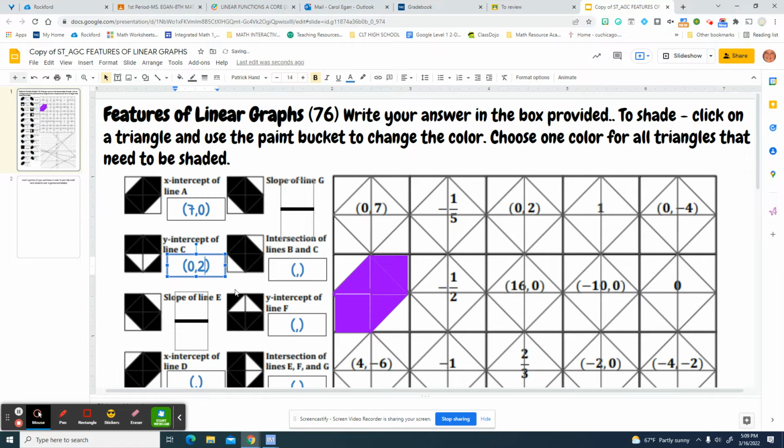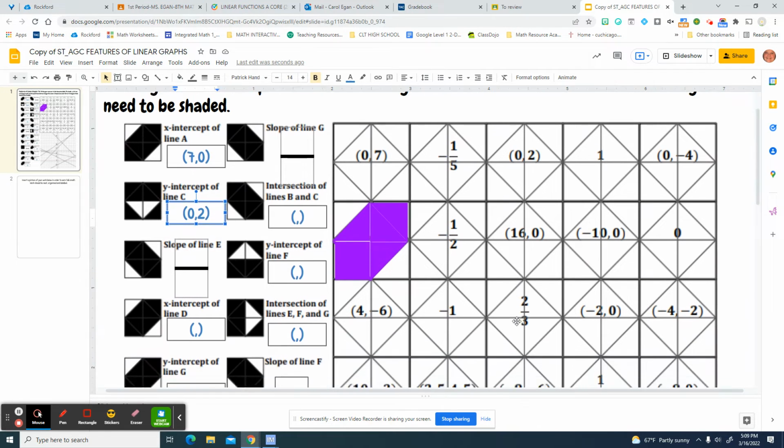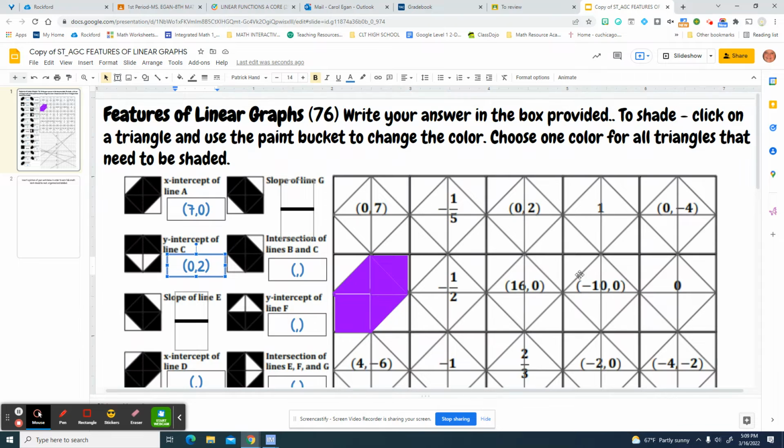So one thing you should take away from this is that anytime they ask for an x-intercept, you should have a value followed by a 0. For the y-intercept, you should have a 0 followed by a value. So then I would find 0, 2 over here, because remember, this is your answer bank. So if you don't find it over here, that means you need to re-examine what you came up with.